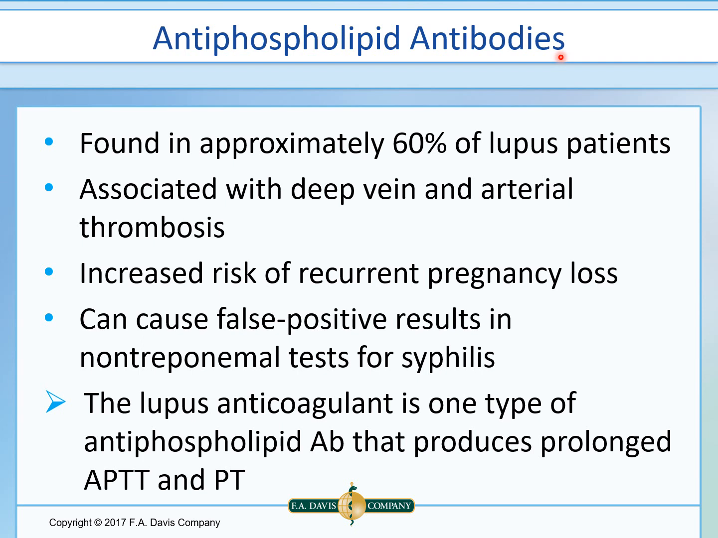In addition to determining the PTT and PT for these patients, there are several enzyme immunoassays for antiphospholipid antibodies that are sensitive and relatively simple to perform. If these antibodies are suspected, factor assays may also need to be performed to rule out any factor deficiencies or factor-specific inhibitors. When antiphospholipid antibodies are present, they can also cause false positive results in non-treponemal tests for syphilis. The lupus anticoagulant is one type of these antiphospholipid antibodies, and this is why the prolonged PTT and PT are observed in these patients.